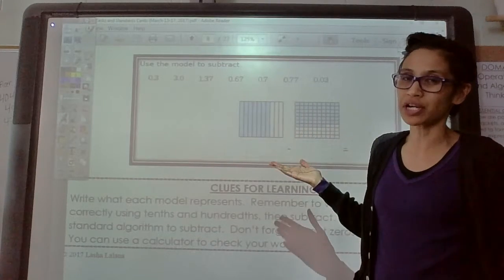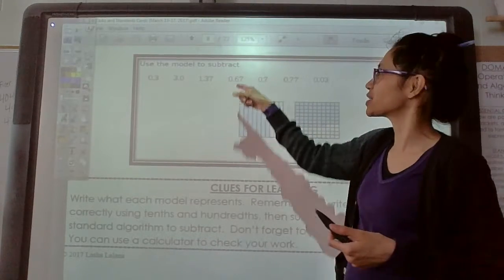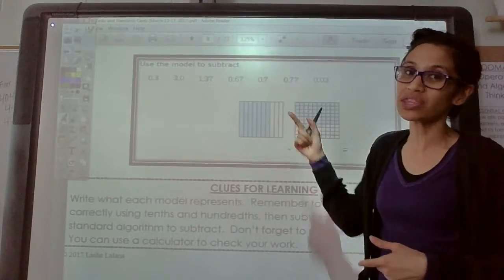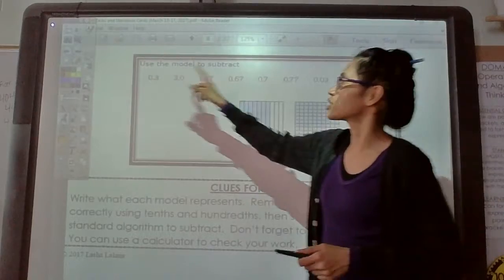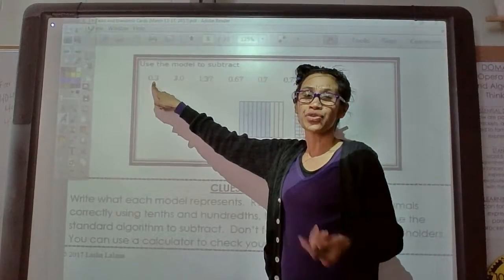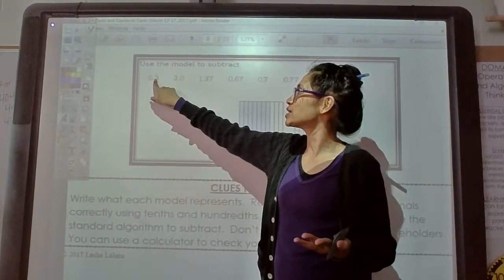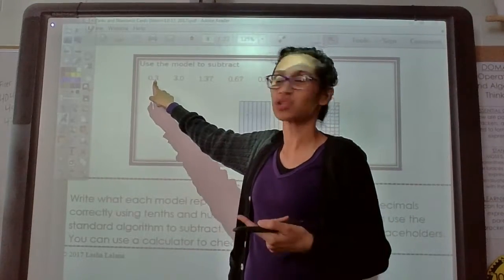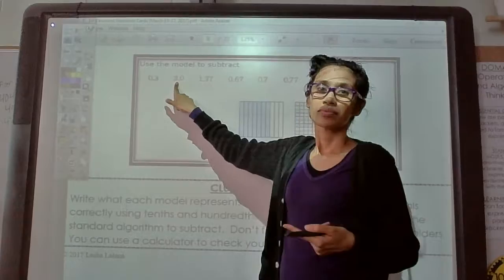And what operation are we doing? Subtracting. It says it right there, subtract. So I want you to help me read the decimals. Let's do that together. Let's start over here. What is that? 3/10. It's one digit after the decimal, and that is the tenths place. So that's 3/10. And what is this?